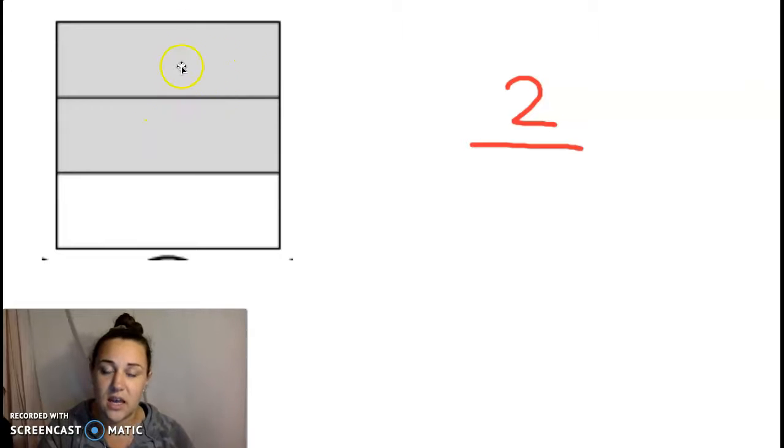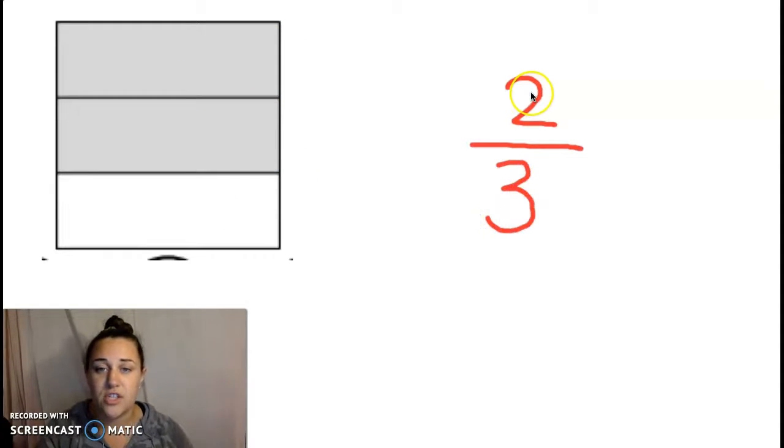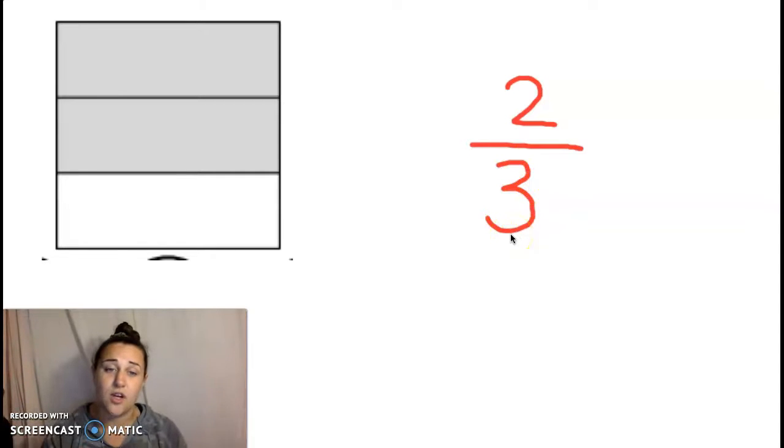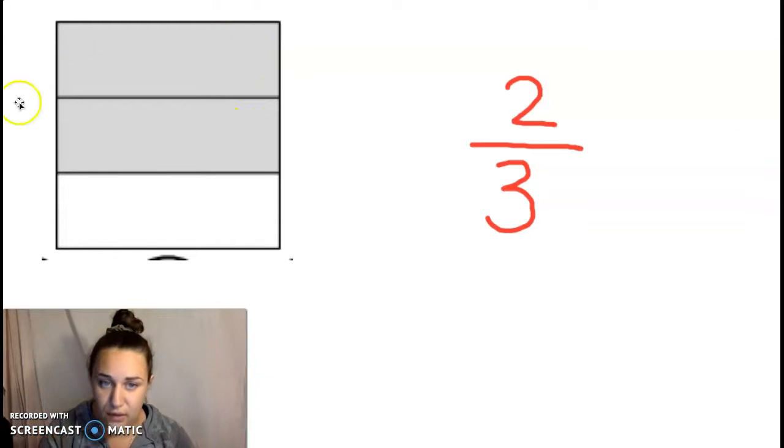2 are shaded out of how many all together? Well, I count. 1, 2, 3. Out of 3. My numerator is 2, telling me how many equal parts are being described, how many are missing or eaten. And my 3 tells me out of how many all together. So 2 parts are shaded, only 2 parts are shaded out of 3 all together. So I get 2 out of 3, or 2/3.